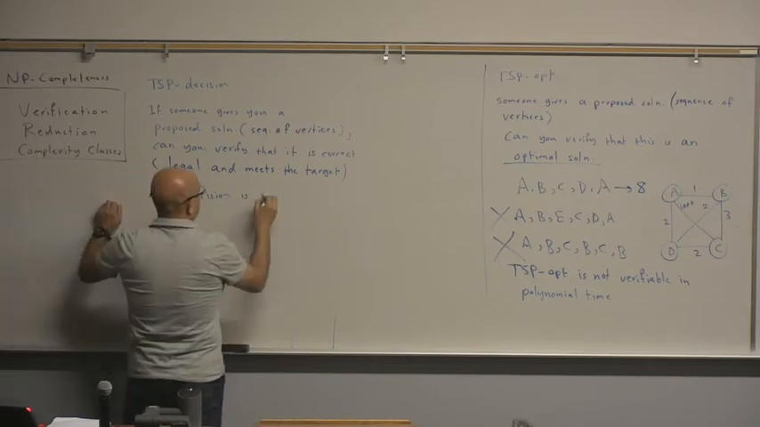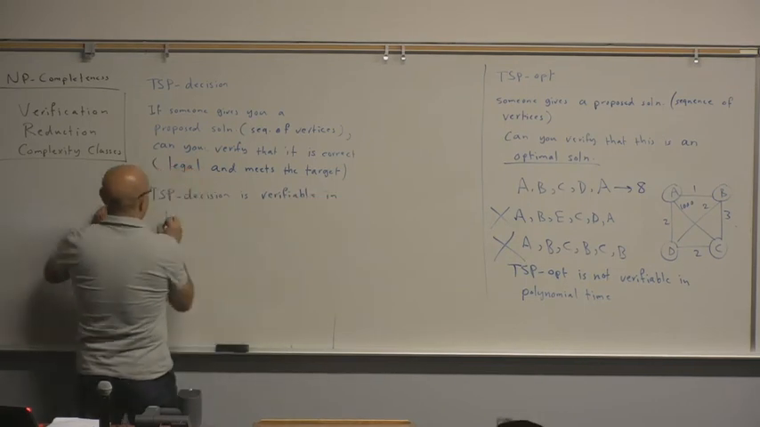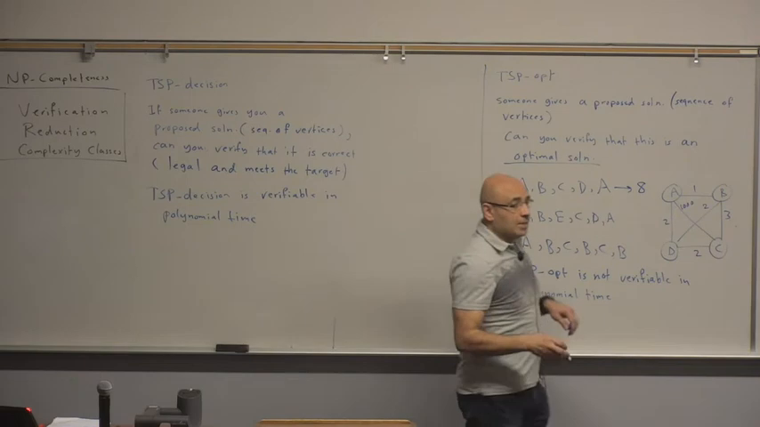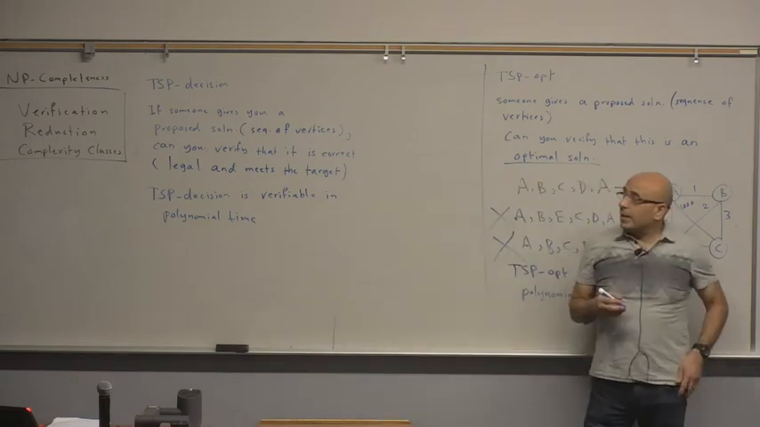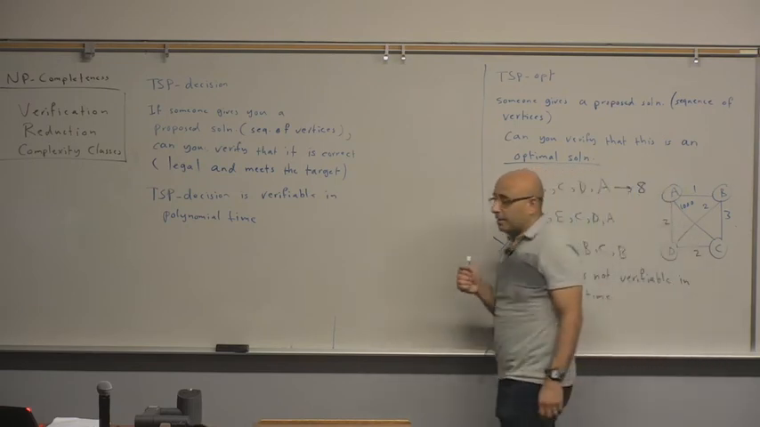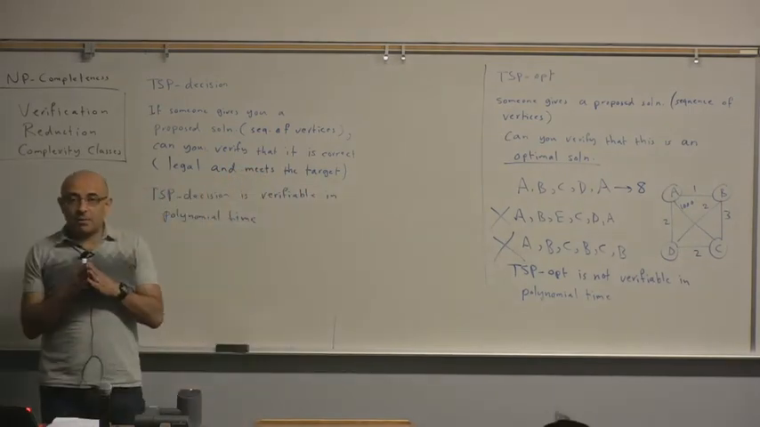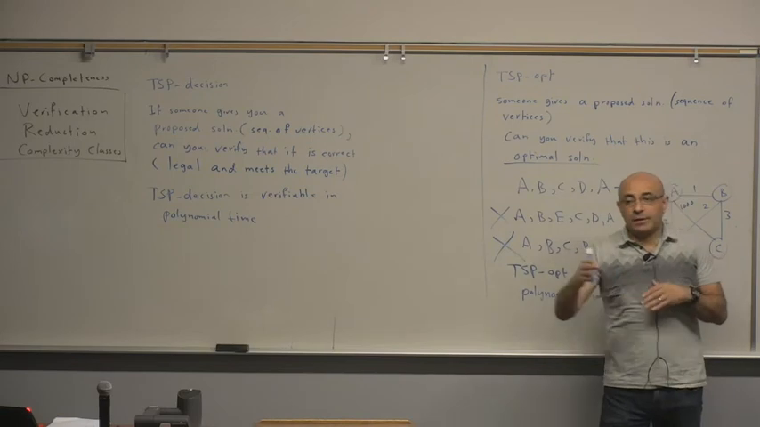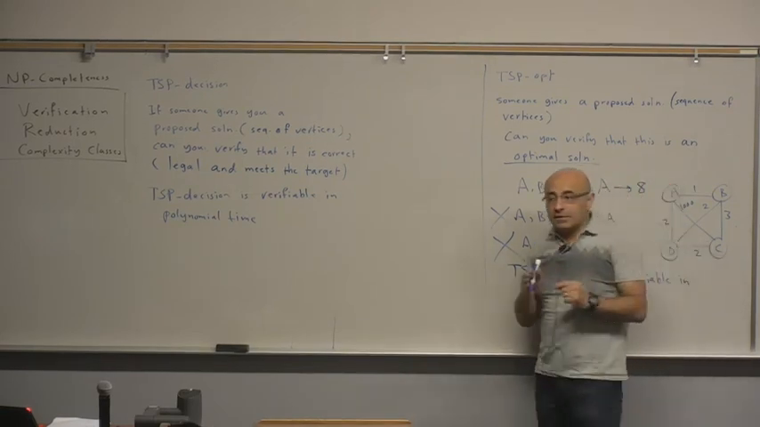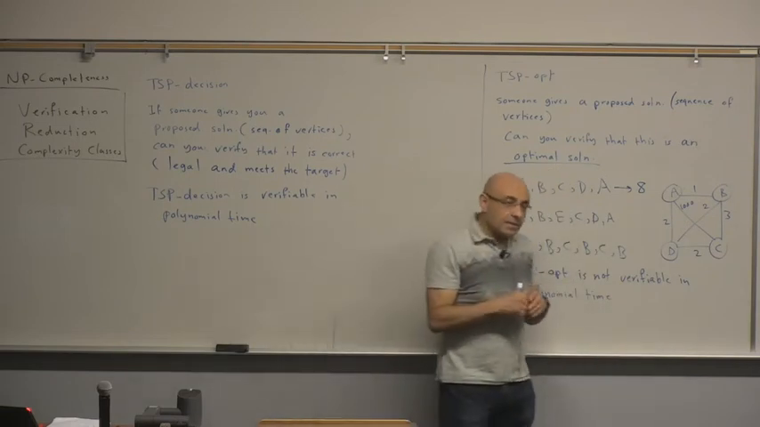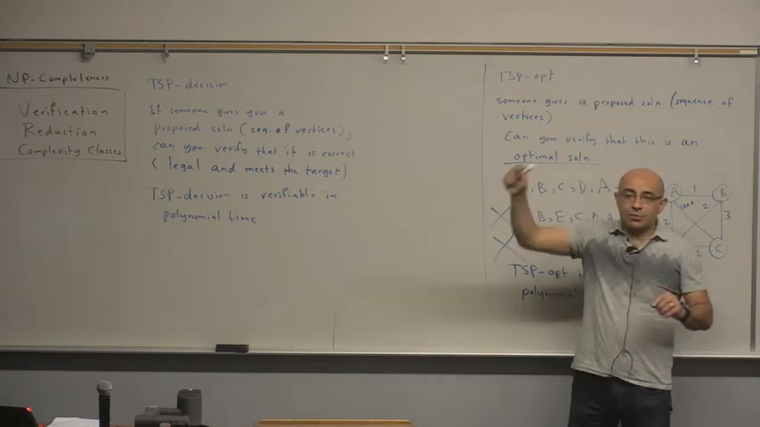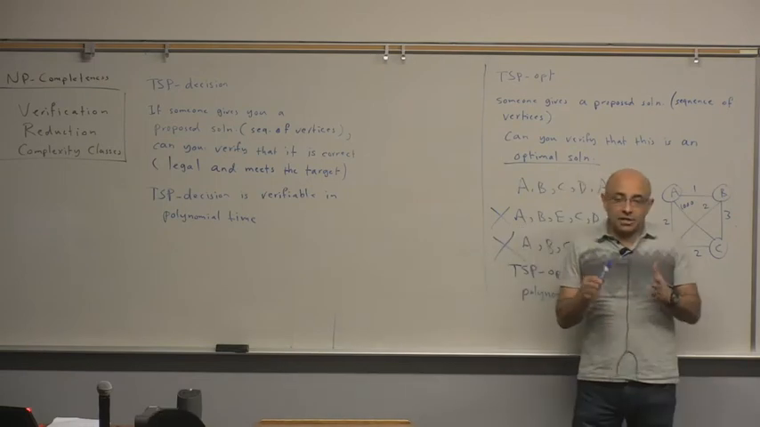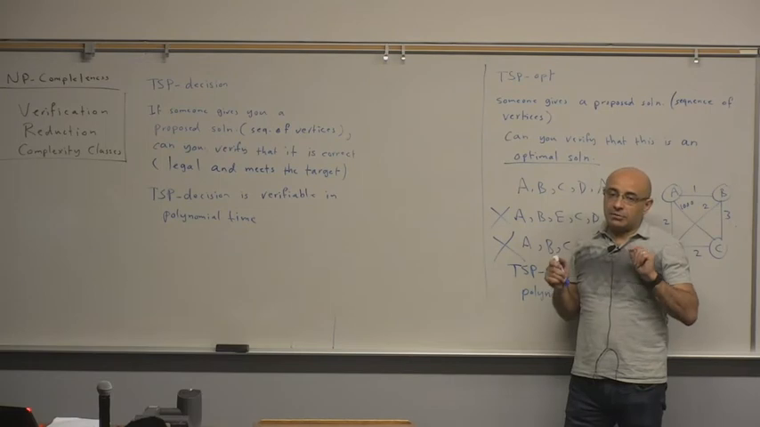So TSP decision is verifiable in polynomial time. This is a fundamental difference between the optimization version of the problem and the decision version of the problem. And in fact, this will apply to all the optimization problems that we will be studying. Usually the optimization version is not verifiable in polynomial time because you can't verify optimality. In order to verify optimality, you will have to find the optimal solution. While verifying that a given solution meets a certain target is something that you can do in polynomial time. You just sum the edge weights and compare that with the target, after checking that all the vertices exist in the graph and that you are not repeating any vertices.